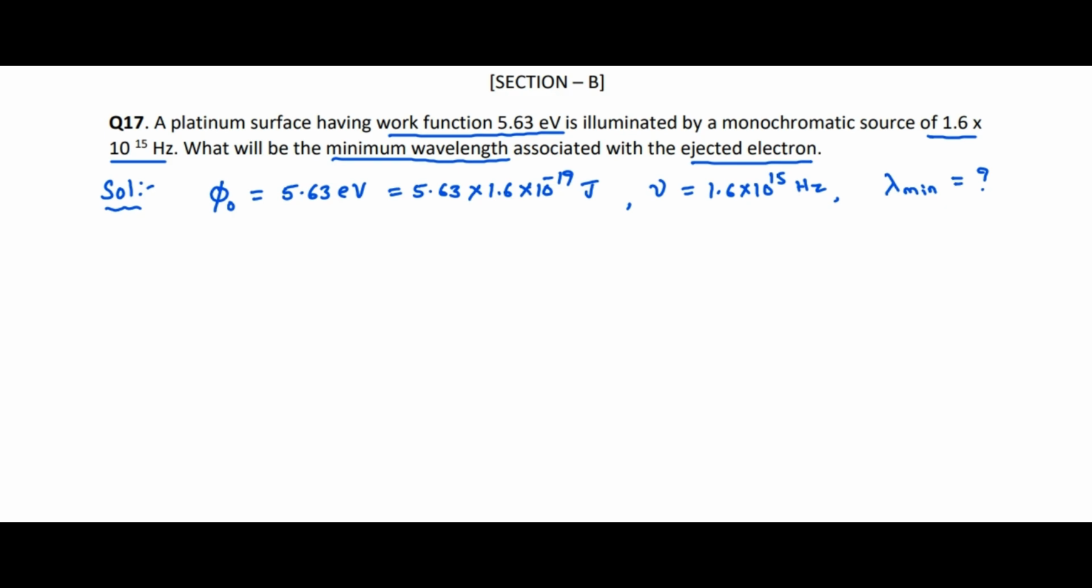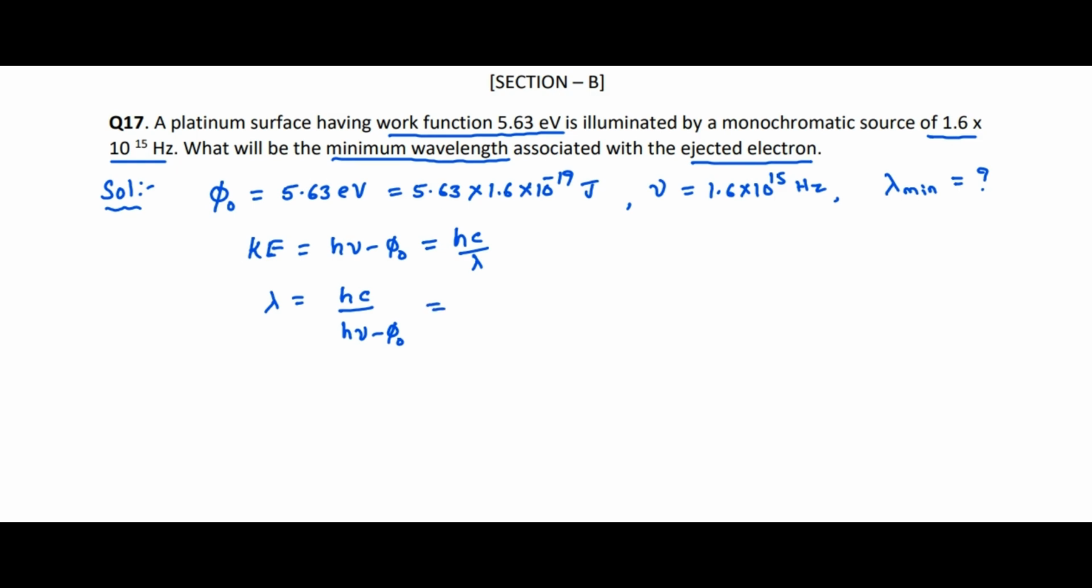From the Einstein's photoelectric equation, we know kinetic energy is equal to h nu minus work function. That is also equal to hc by lambda. From this, lambda is equal to hc divided by h nu minus work function.